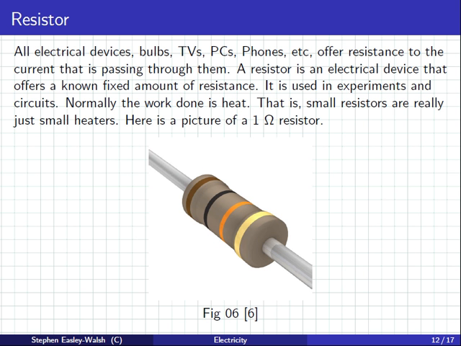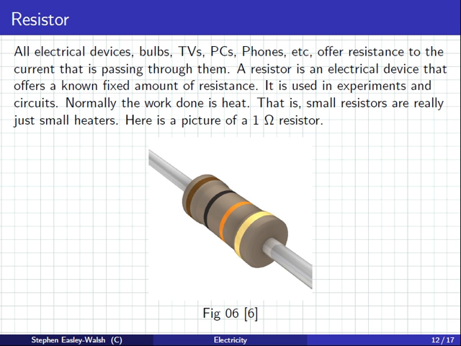So the current passes through and we lose some voltage. For example, maybe we had 12 volts here and we pass through and it comes out as 10 volts. What was the voltage drop here? It's dropped by 2 volts. And if this is 1 amp, then what do we say the resistance is here?